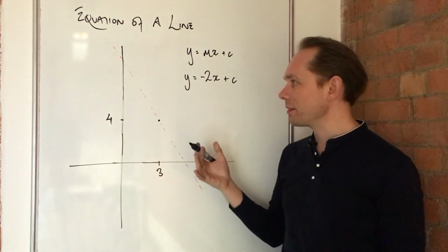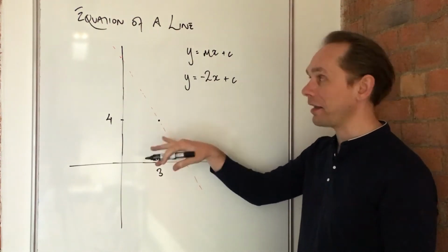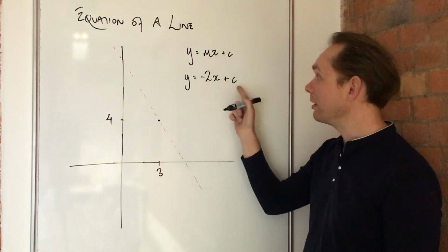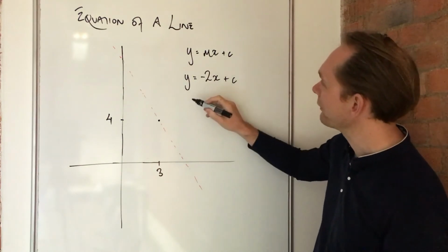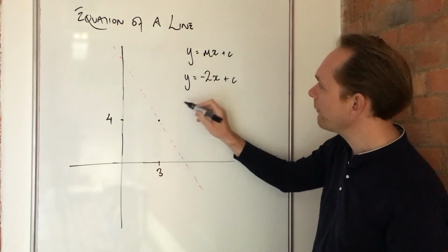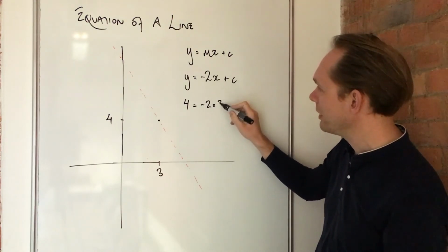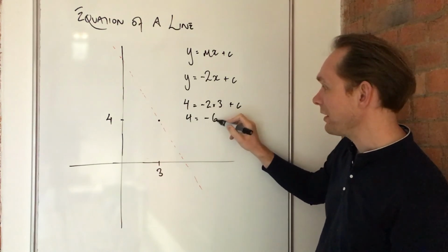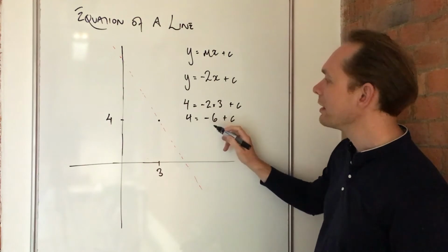The next thing is to put in our values of our point. 3 and 4 are an x and y combination that are true for this equation. So by putting them in, it'll help us find this unknown value of c where the line crosses the y-axis. So what's the y value of this point? 4. So 4 equals -2 times the x is 3 plus c. So 4 is -6 plus c, and if you rearrange that, you can get to c equals 10.